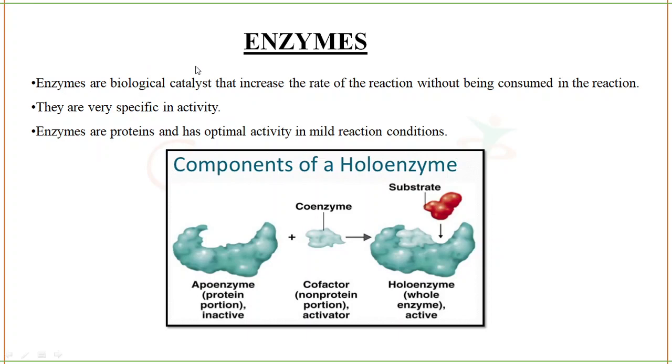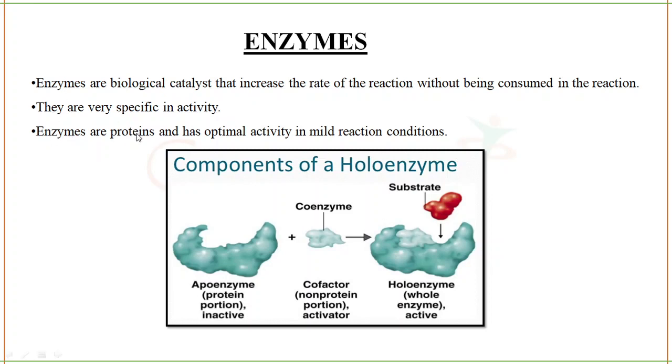What does a catalyst do? It will speed the reaction. It will increase the speed of the reaction so that you will quickly get the product. So it is a biological catalyst. It increases the rate of the reaction and it is not used up in the reaction, which means you can reuse the enzymes. They are very specific in activity. It is very specific to its substrate and in its activity.